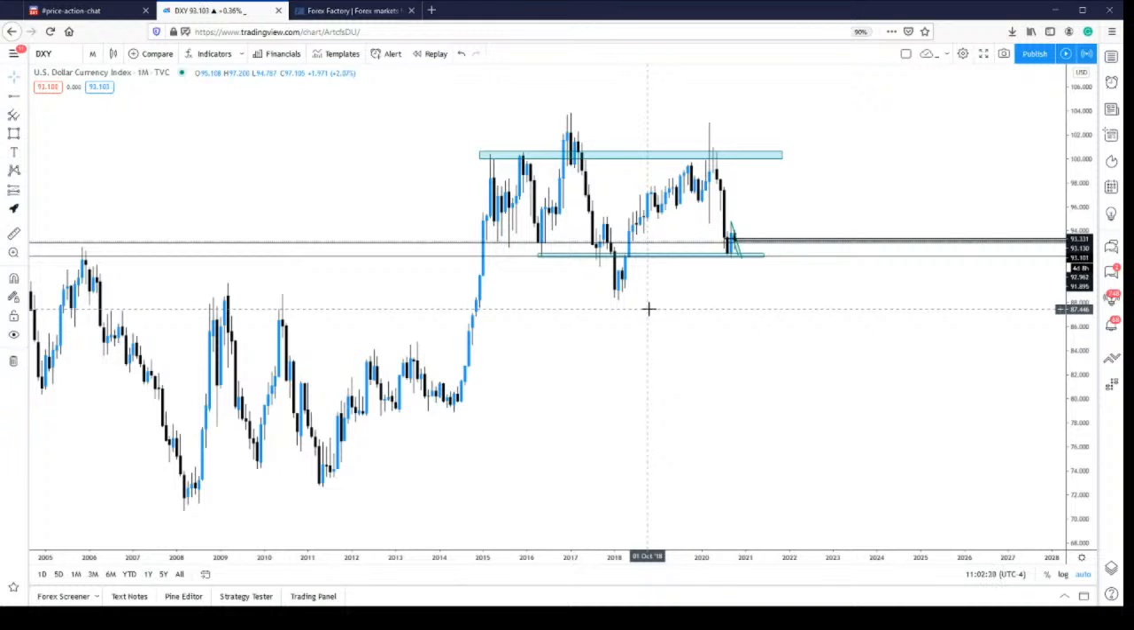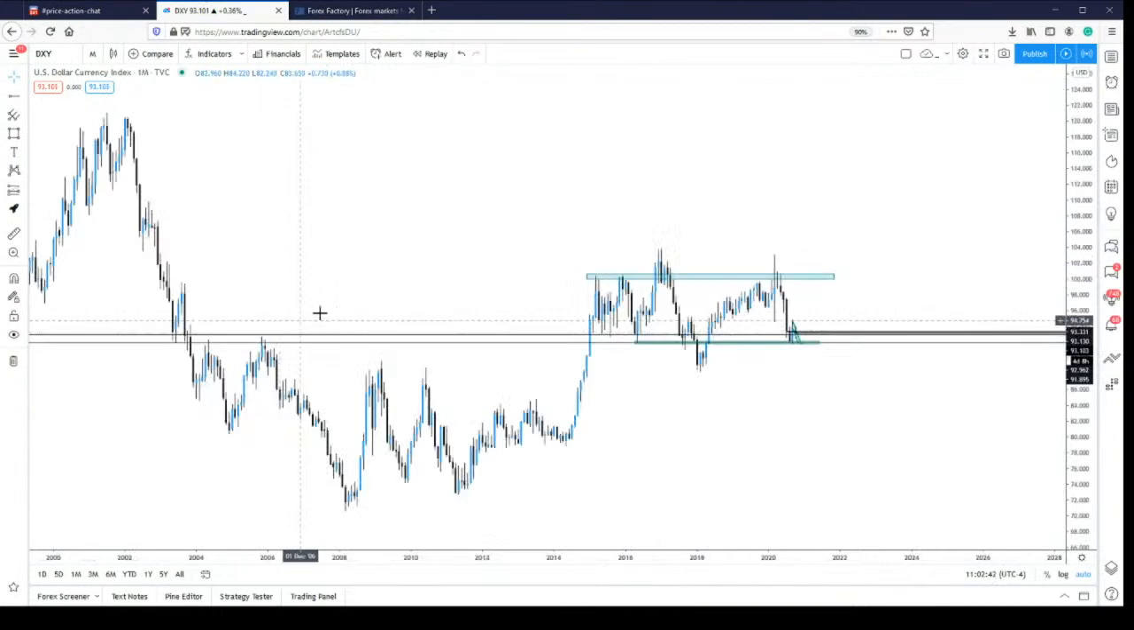So yeah, our dollar index chart looks a bit different. That's because I cleaned everything up to get a new bias. And so I'm going to go over what I've drawn here.